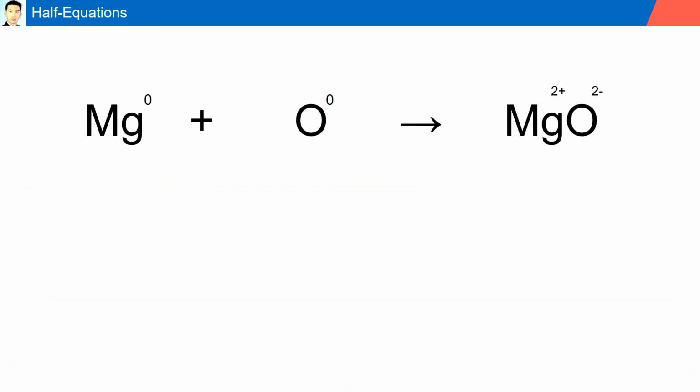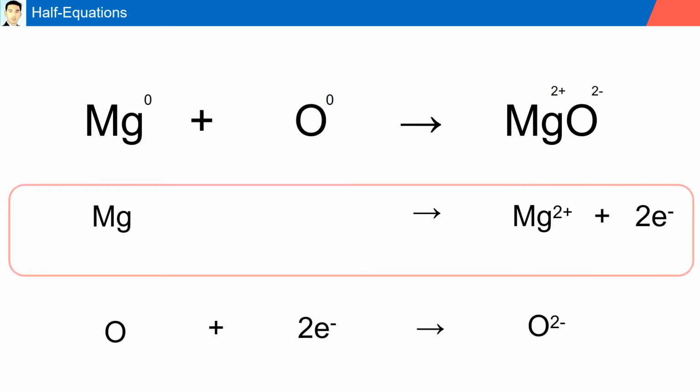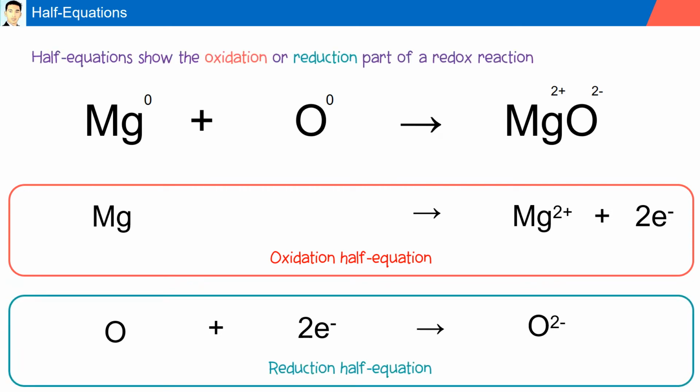Half equations. In the reaction between magnesium and oxygen, magnesium lost 2 electrons, while oxygen gained 2 electrons. The magnesium half equation is the oxidation half equation, while the oxygen half equation is the reduction half equation. Half equations show the oxidation or reduction part of a redox reaction.